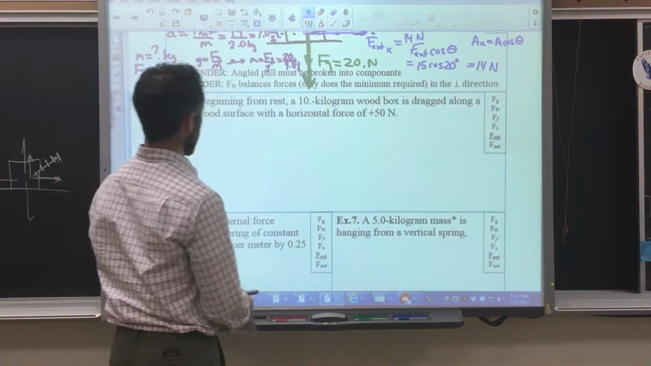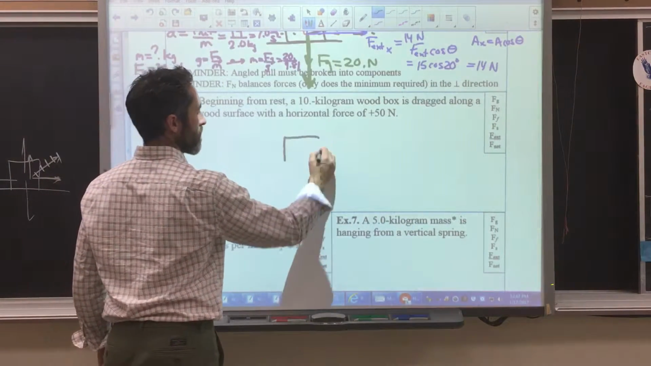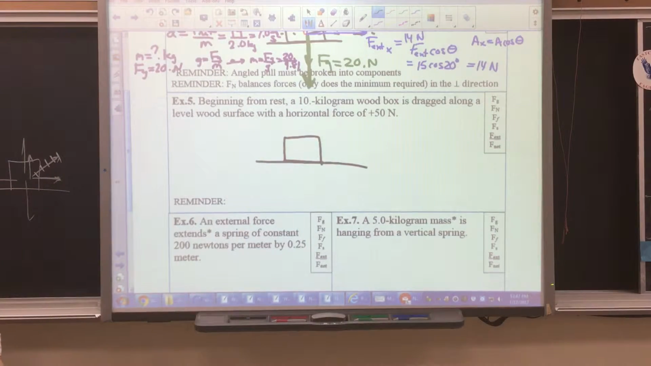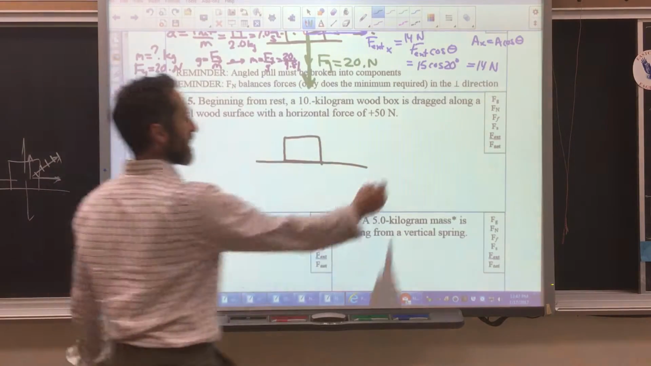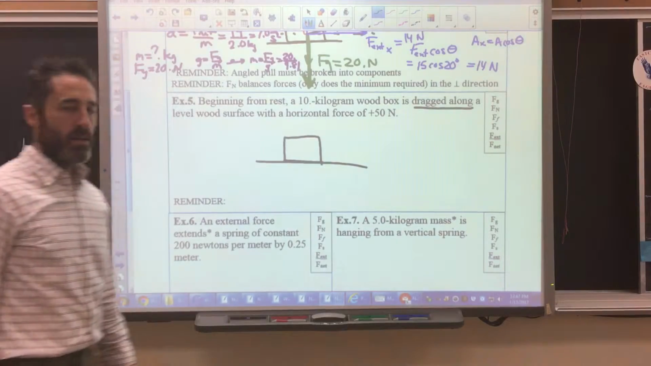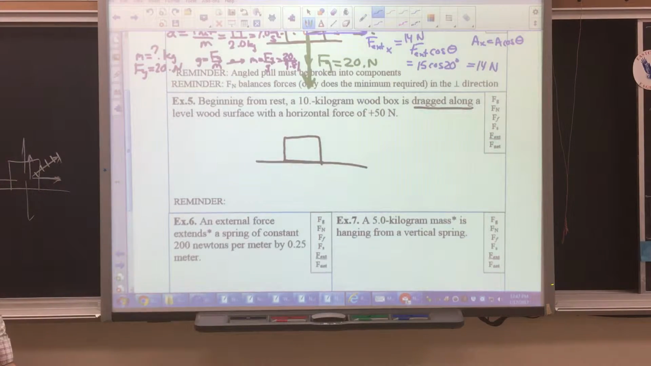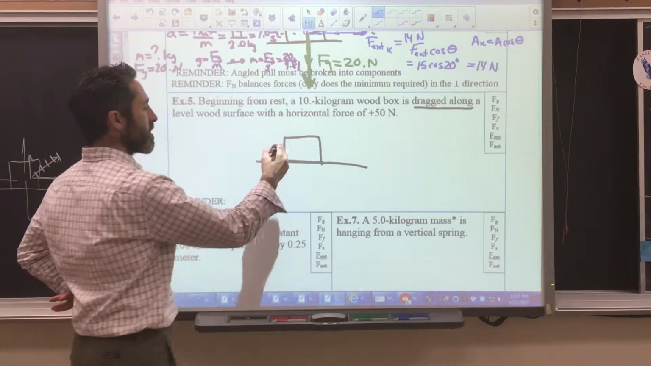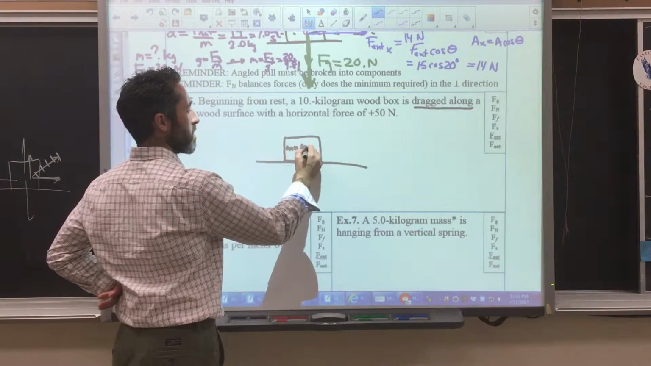Example 5. Here's a box. Now I know it says beginning from rest, but don't get caught up with that part of it. The question is really about the dragging as it's being dragged. The beginning from rest just basically tells you it's moving in the direction of the force. So it's being dragged, 10 kilograms. Great, we can put that in the box.